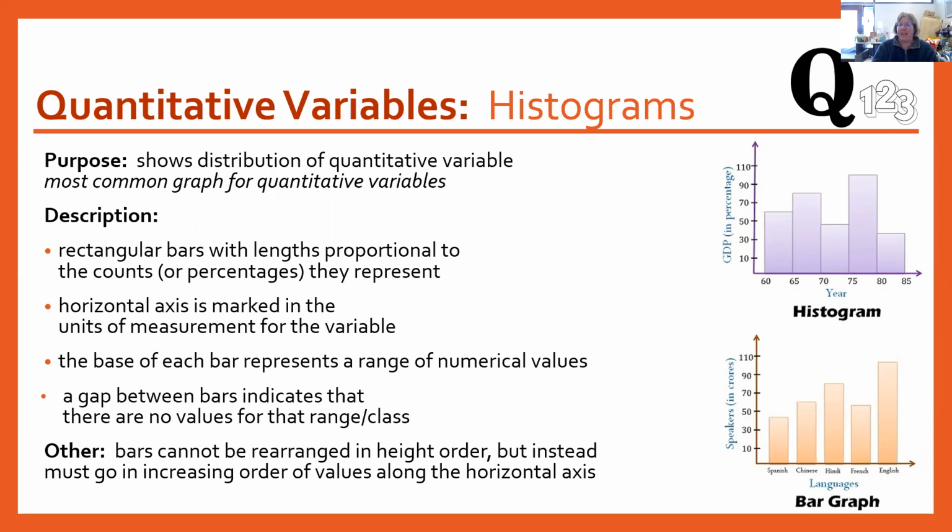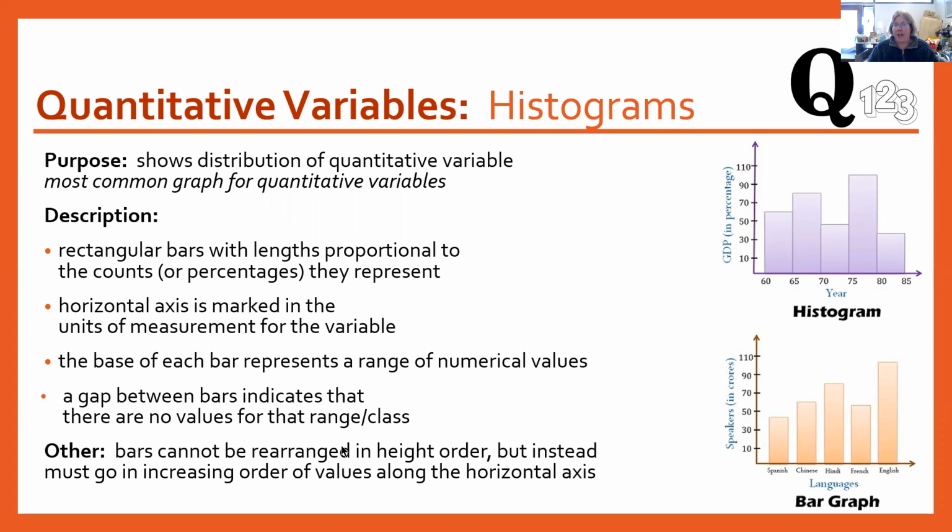If there's some bars, and then we have no bar and then more bars, that gap actually means we don't have any data that fits in that range. In a bar chart, we had spaces in between each bar. In a histogram, those bars are all right next to each other. And if for some reason there's a bar missing, it means that you have no data in that range.